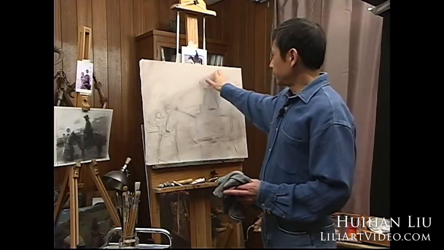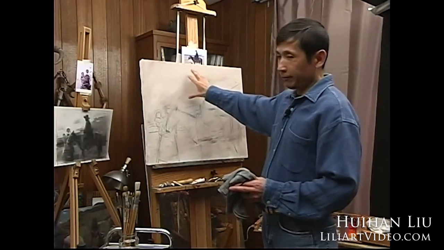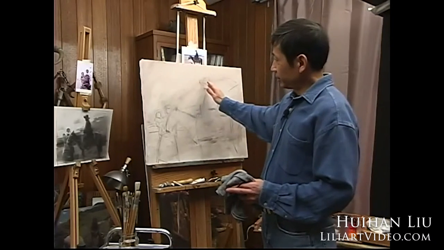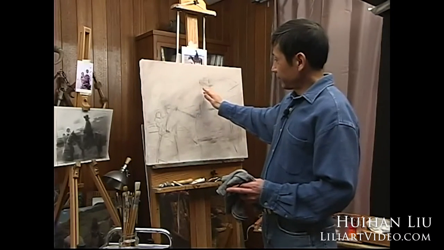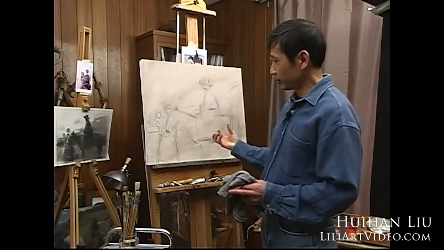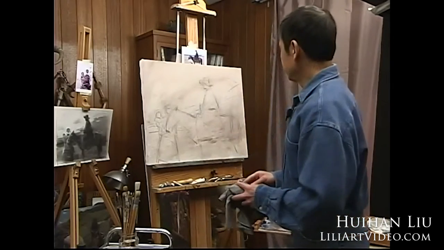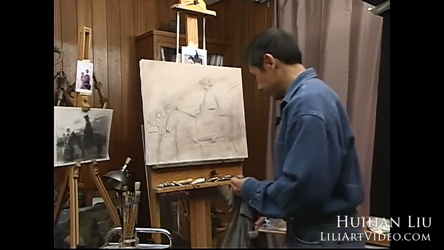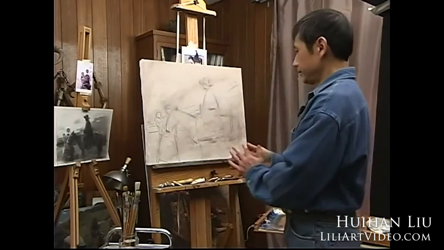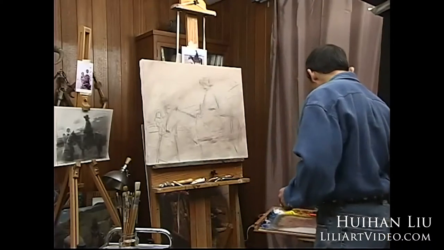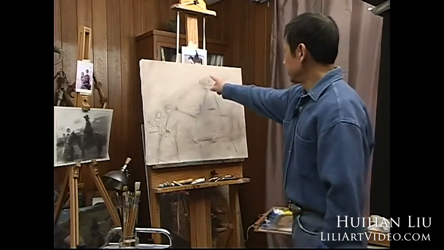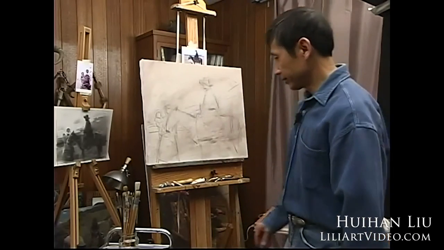I also toned it. I simply used some of the leftover paint from my palette, so it's kind of neutral, to cover the white canvas, because the value is too bright. So now I'm going to use just a little thin paint to refine the underdrawing.